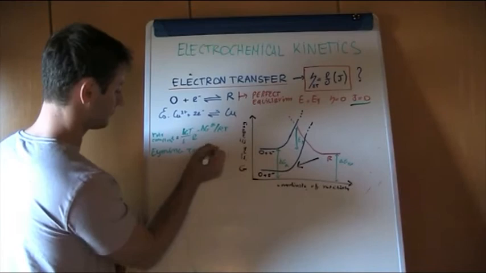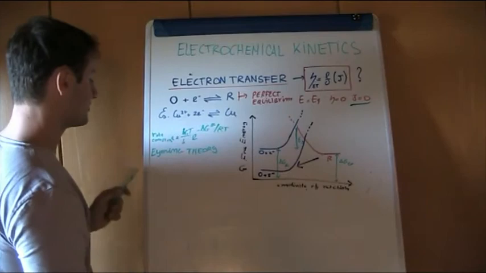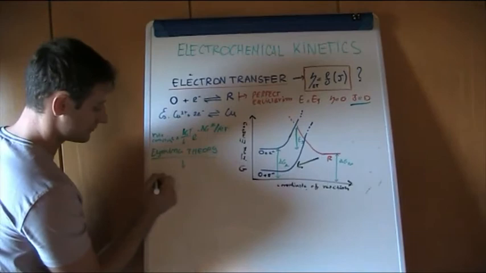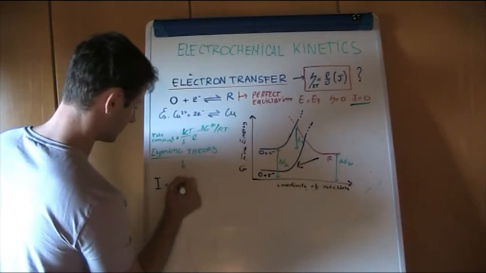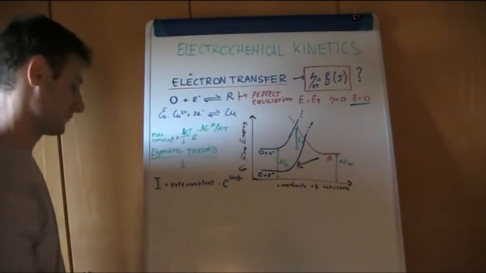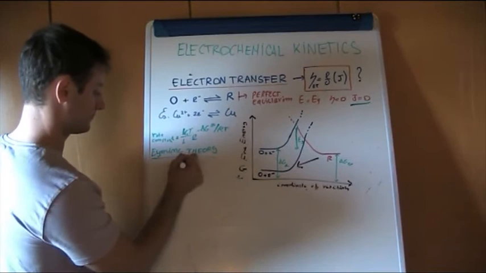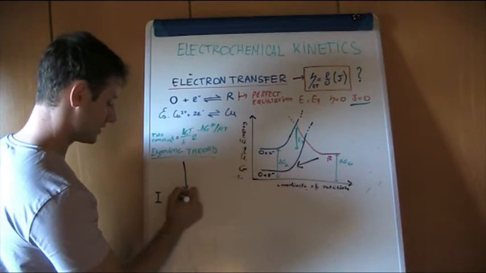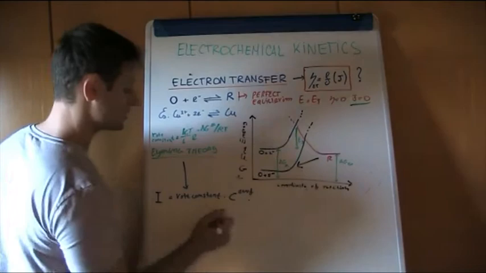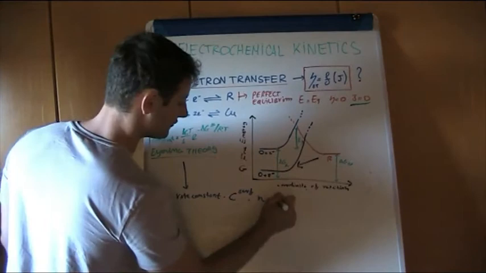And now what is important to say here is that this rate constant can be connected to the current. What does it mean? So the current is equal to the rate constant times the surface concentration of the species involved. Let me write this. So, okay, current, so ampere, is equal to the rate constant, the one that is computable from the Eyring theory, times the surface concentration of the species, times the ratio between the moles of electrons and the moles of substance, times the Faraday constant, times the surface area.